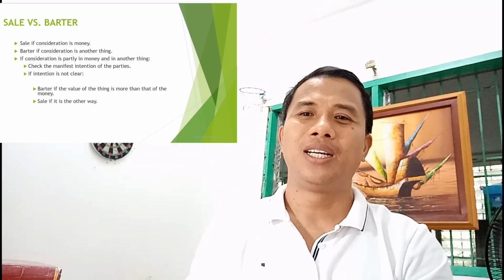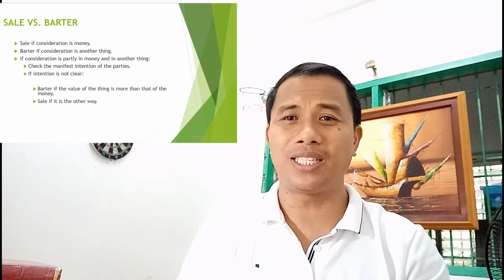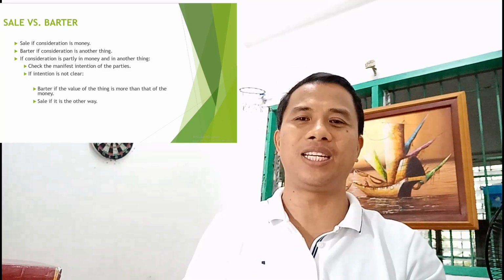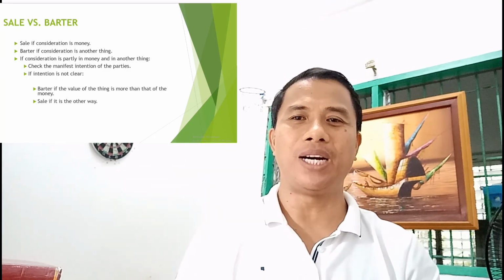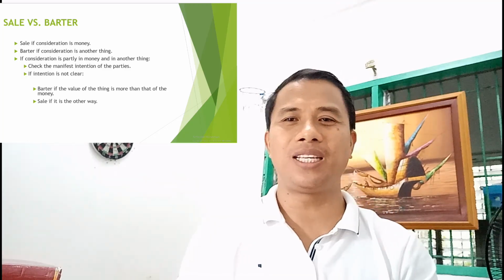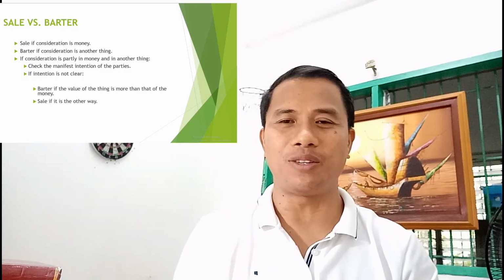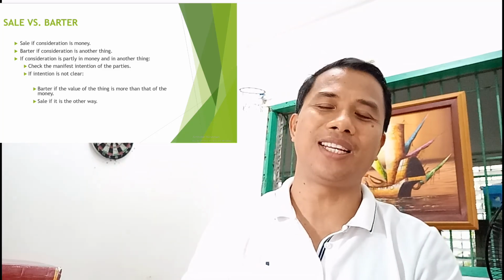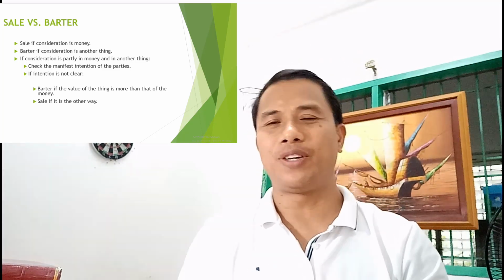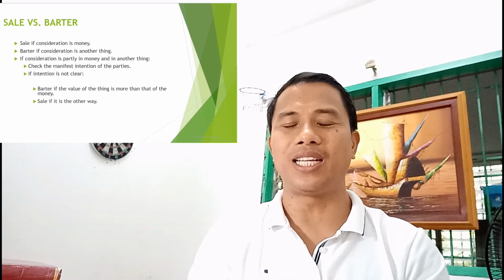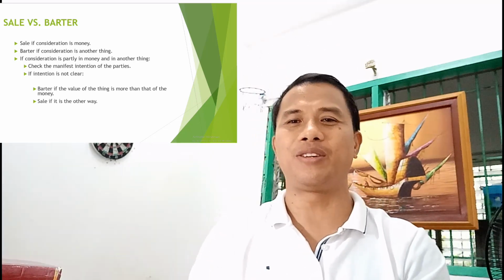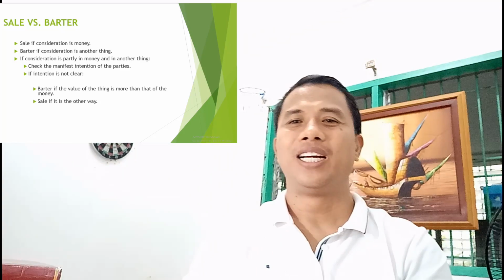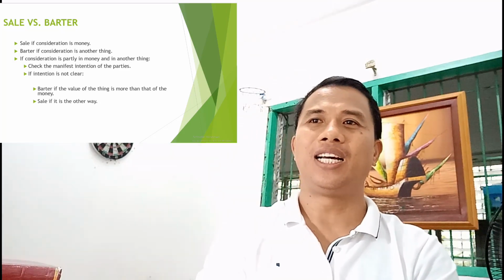Now, the law said, well, the first thing that you will take into consideration is the intention of the parties, whether the party intended it to be sale or whether the party intended it to be a barter. Okay, so when the party's intention is sale, then it is a contract of sale. But if the intention of the parties is that it is a barter, then it is considered to be a barter. However, if the intention of the parties is not clear, you cannot see or infer from their intention or from their agreement whether it's sale or barter, then the law provides for the rule.